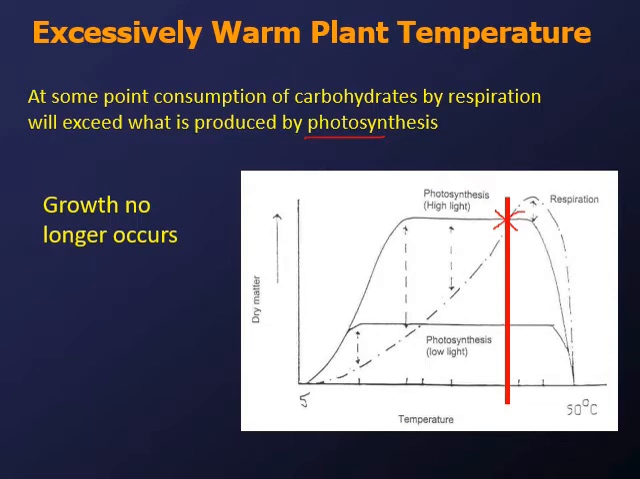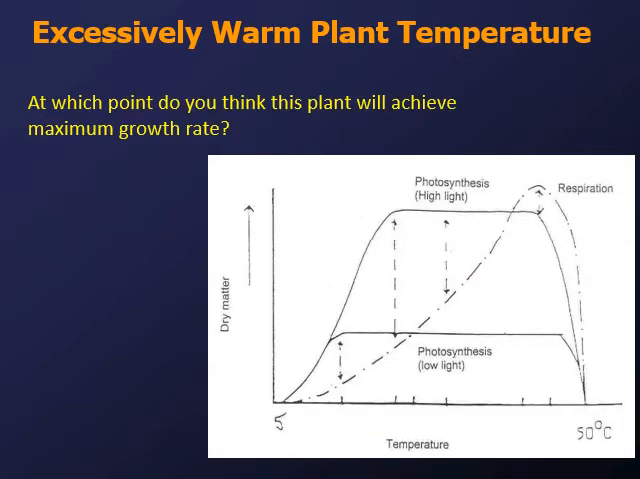It's stabilized. So at which point do you think the plant will achieve its maximum growth rate? So let's look at respiration. Let's see where it drops down to its lowest. And let's look at photosynthesis. Let's assume high light levels. It peaks right around here. So we want respiration to be minimum, photosynthesis to be maximum.